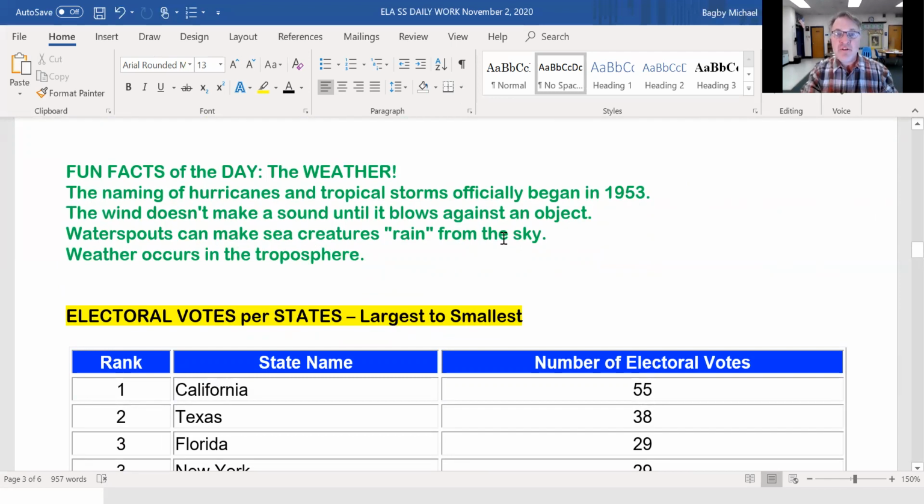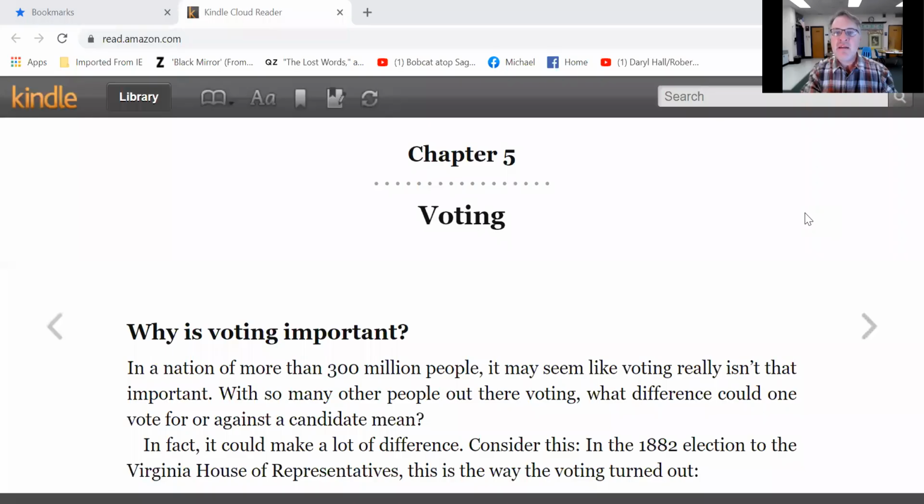Waterspouts can make sea creatures rain from the sky. And weather occurs in the troposphere, which ties into our geography maps. All right, let's go into our book on the election. Today, appropriately enough, as stated, it's the chapter on voting. Why is voting important?